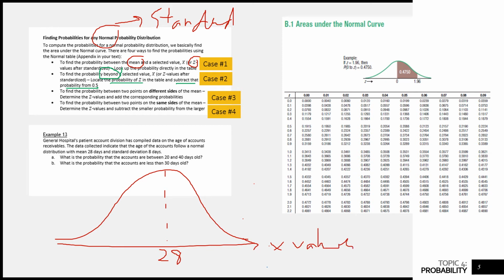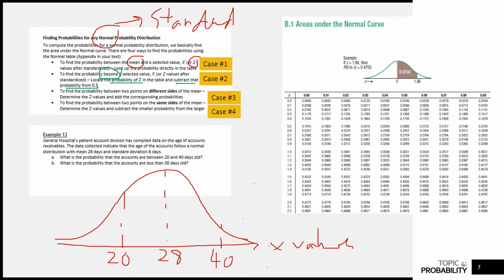Now they ask you, what is the probability that the accounts are between 20 and 40? Between 20 and 40. So 20 is to the left of 28, right? So it's somewhere here. 40 is to the right of 28. So let's see, it's somewhere here.